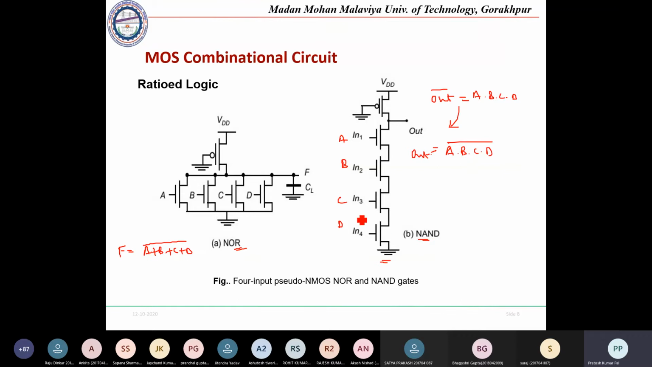So this is how we can implement different circuits. Here, if we want to find out the number of transistors used, it will be 4 plus 1, that is 5 transistors are required.